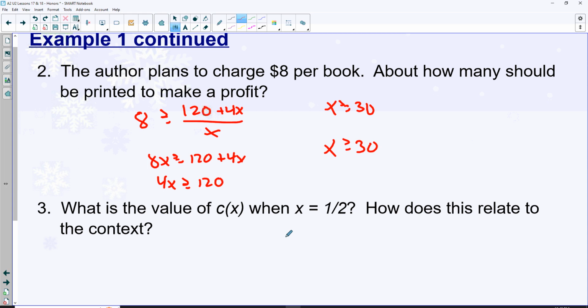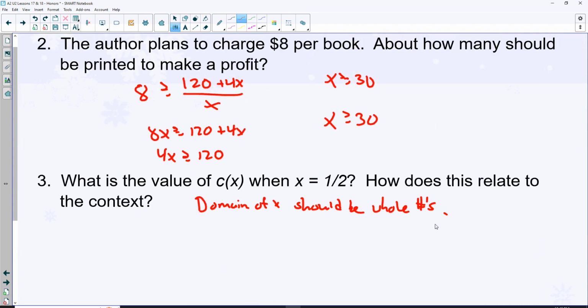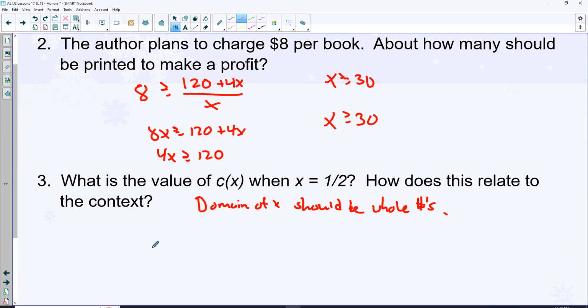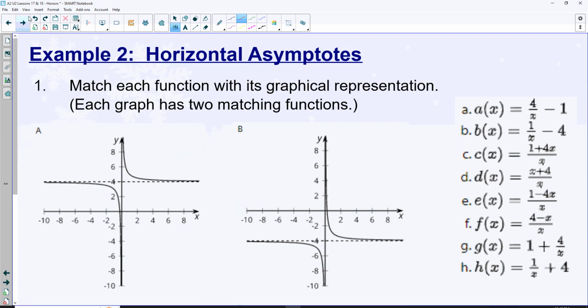So that wouldn't make a whole lot of sense in terms of context, right? So the domain of x should be whole numbers, I think. Okay. And we've already talked about the end behavior of the function, right? So we've already kind of done all that.